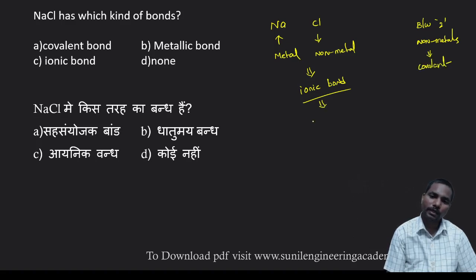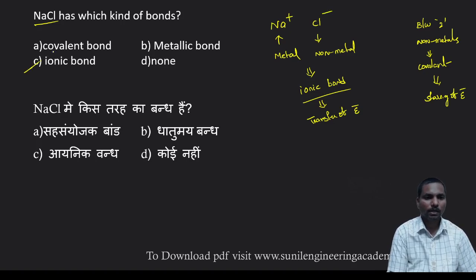Here transfer of electrons takes place. Here sharing of electrons takes place. So NaCl will become Na plus and Cl minus. So it forms as ions. So ionic bond. Answer is option C. Coming to the next question.